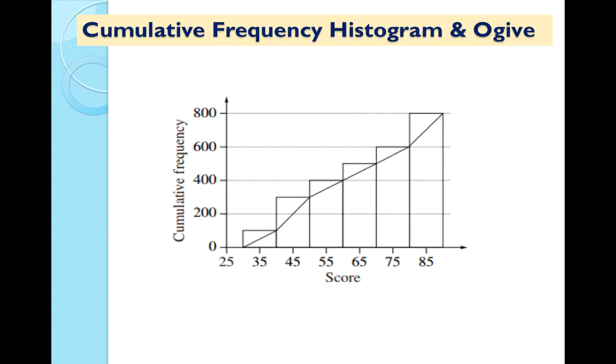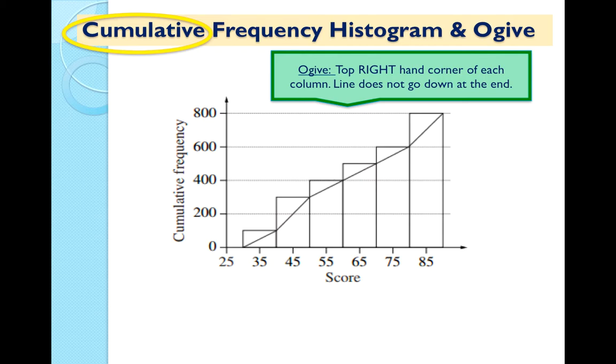When you are asked to do a cumulative frequency histogram and ogive, you use the numbers from the cumulative frequency column in the frequency distribution table. And you now join the dots in the top right-hand corner of each column, and the line of the ogive does not go down at the end. We use the cumulative frequency histogram specifically to find estimates for the median, upper quartile and lower quartile.